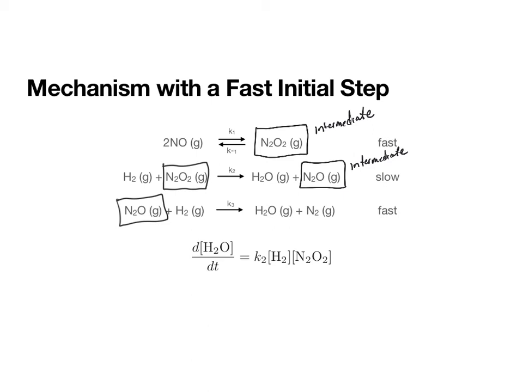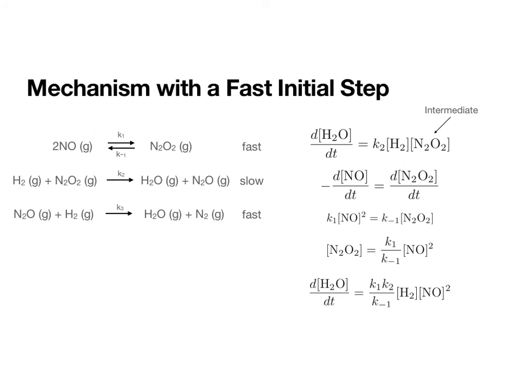Now, I chose to put this in terms of the creation of water because water is not my intermediate, but ultimately it doesn't matter. Because remember that this side we could also just write as rate, or we could use the new symbol. So the rate is going to be equal to k2 times the concentration of H2 times the concentration of N2O2. But our challenge is that this is an intermediate. So therefore, my rate law is not complete.